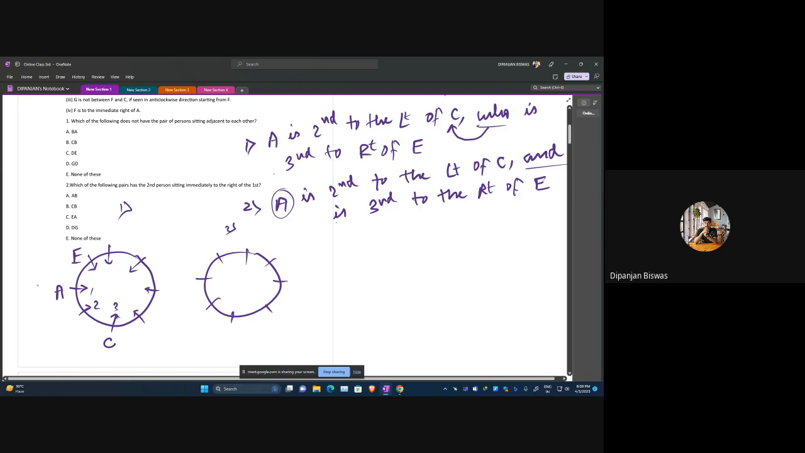And if we take the second one, A is second to the left of C again. Here is A, comma, and is third to the right of E. That means A is third to the right of E. So here A should be third to the right of E. So E should come here. This is the right direction of E. So you can see 1, 2, and 3. So these are the basic differences between who and. I hope this is clear to everyone now.